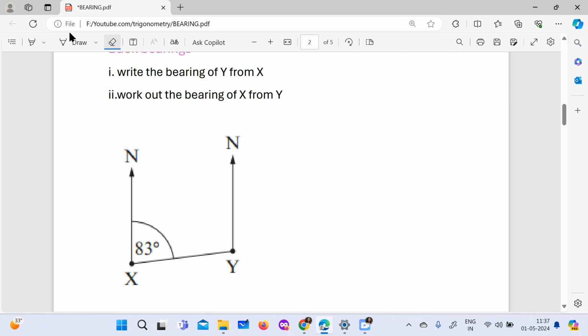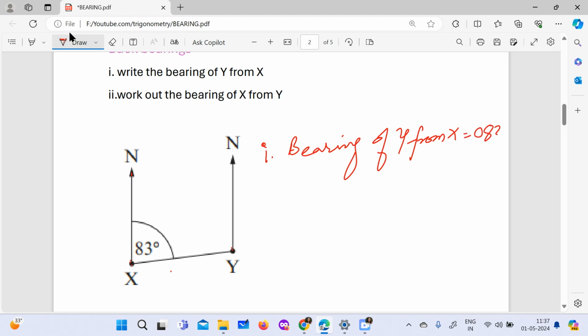Write the bearing of Y from X. So on X you have north, and to reach Y it is 83. So the answer for the first part will be: bearing of Y from X is 083 degrees. I hope this is clear to everyone.